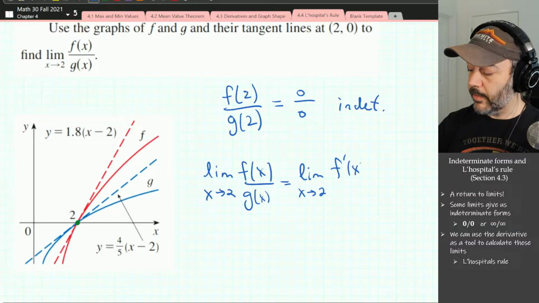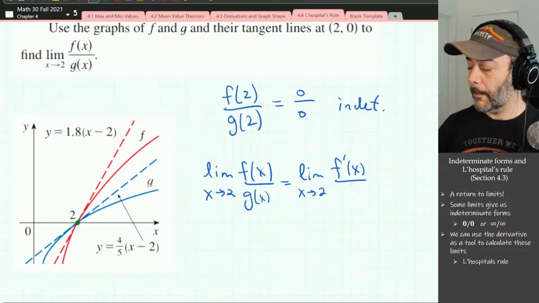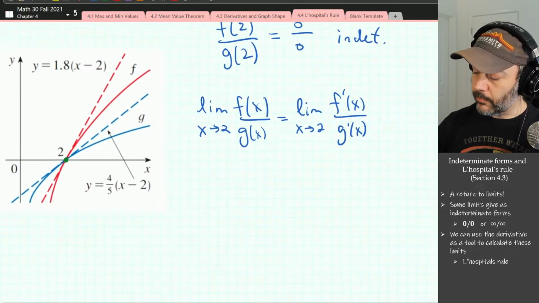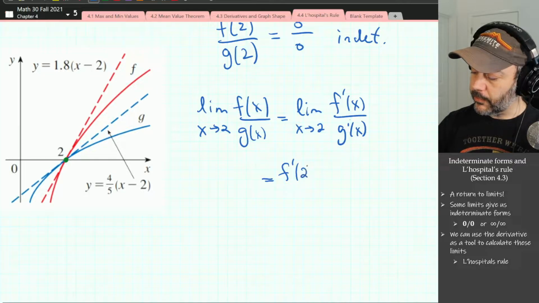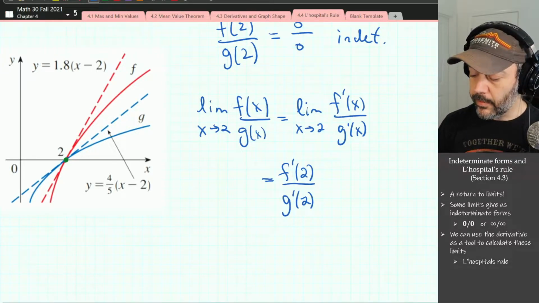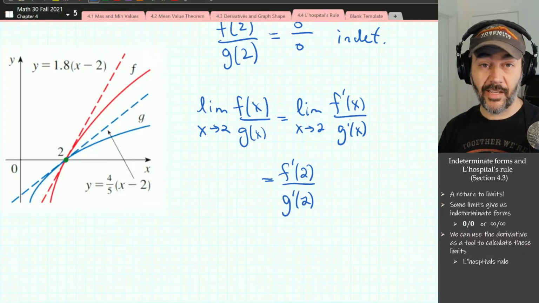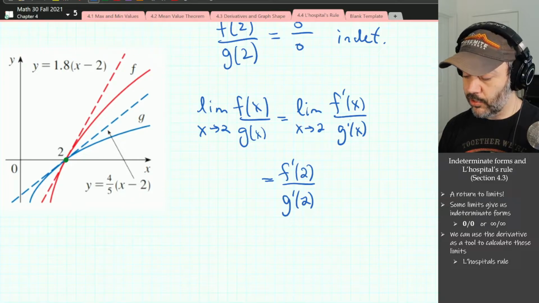F prime of x and f prime of g, g prime of x. Okay. Now, what is that? Well, we can actually try direct substitution again, but now with the derivatives. And this time it's going to work. So in the picture, do you notice that they have graphed the tangent lines at 2?